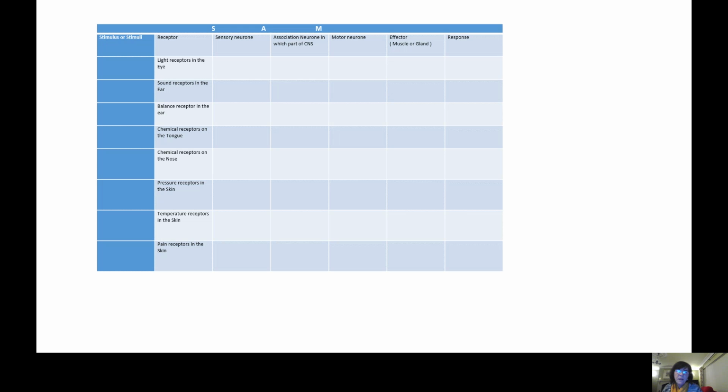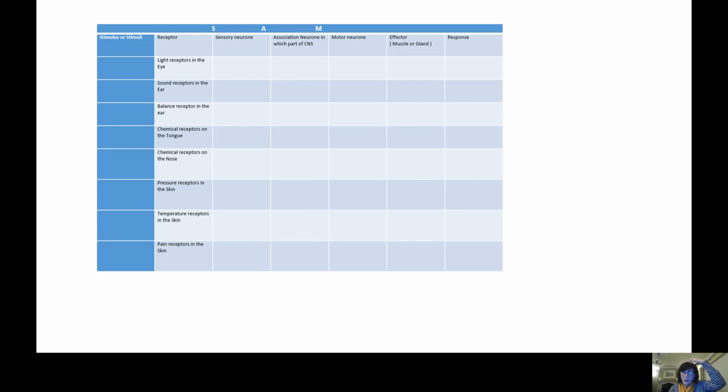Sensory neuron. Yes, the information goes from your ear to your brain along a sensory neuron. So the sensory neuron takes the impulse, the information from your ear to your brain. So association neuron, which part of the central nervous system is the brain? Motor neuron, you write motor neuron in here.